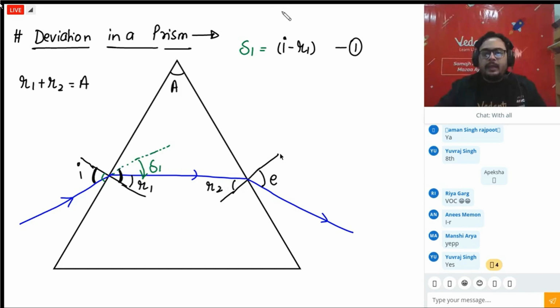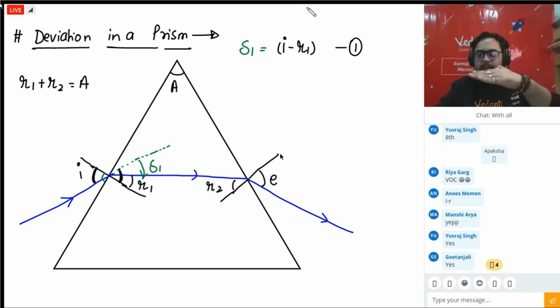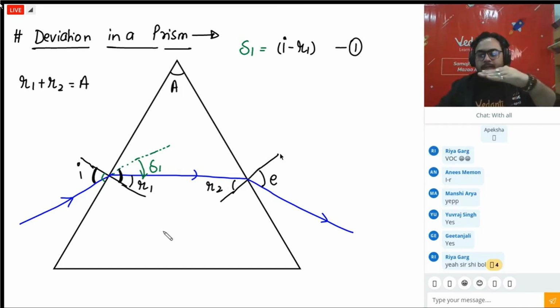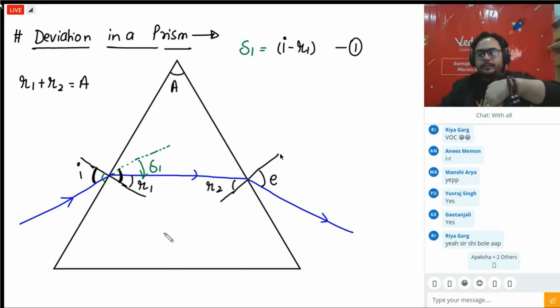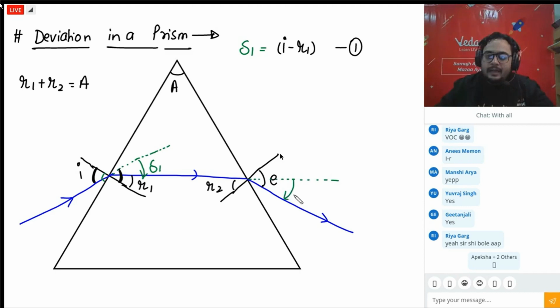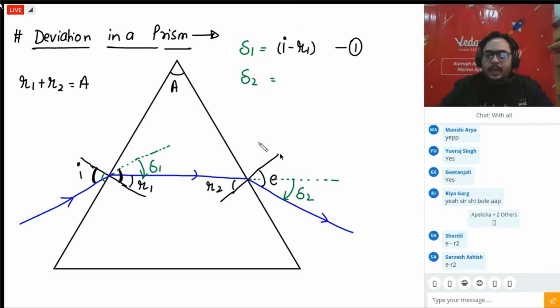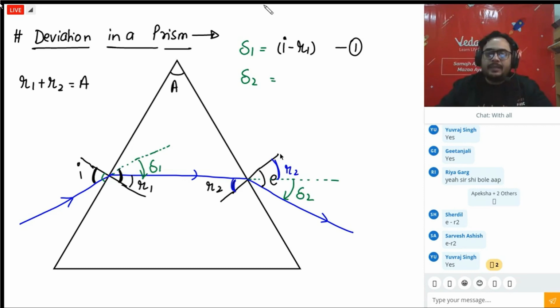Then the ray was going like this, and again deviation happened. It was going like this, but then again deviation happened. So can I say this is delta 2? What will be the value of delta 2? So as you can see, this angle is R2. So can I say this angle is R2? So what is my delta 2? Delta 2 you can say is equal to E minus R2.